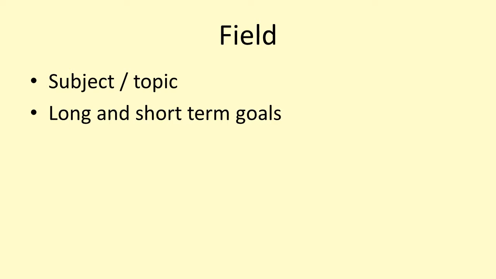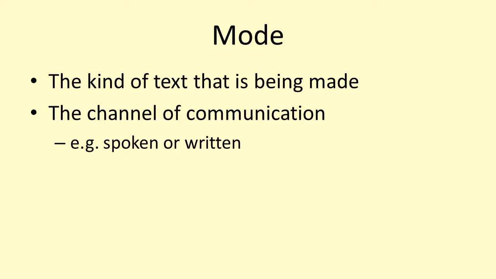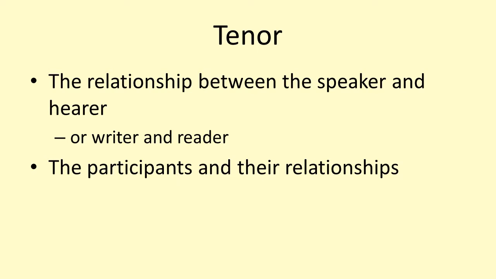The mode is concerned with the kind of text that is being made. It is the channel of communication. For example, is the discourse spoken or written? If it is written text, is it handwritten or is it word processed? The tenor is concerned with the relationship between the speaker and hearer, or between the writer and the reader. It is concerned with the participants and the relationship that exists between the participants.